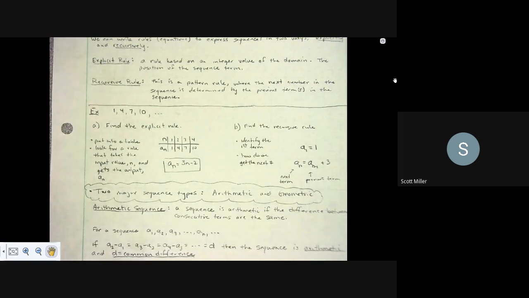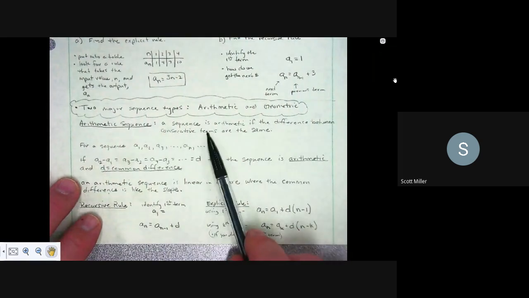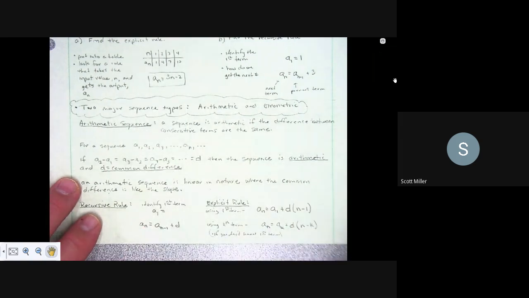So the arithmetic is the sequence we just looked at. The arithmetic sequence is a sequence if the differences between consecutive terms are the same. So in other words, up here, this was an arithmetic sequence because 4 minus 1 was 3, 7 minus 4 was 3, 10 minus 7 was 3. So you subtract consecutive terms, and if you get the same number every single time, then it is an arithmetic sequence. If that happens, it's an arithmetic sequence, and d is what's called the common difference.